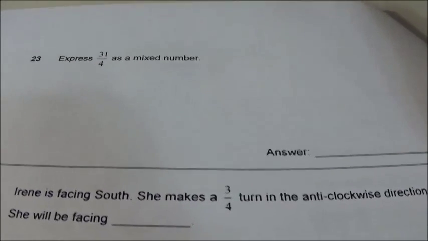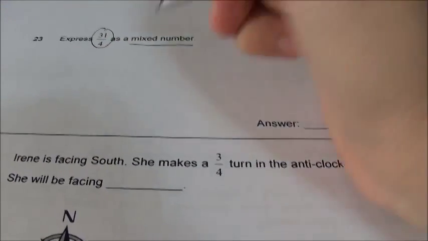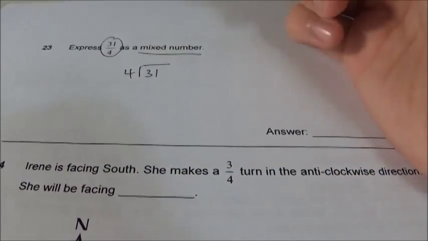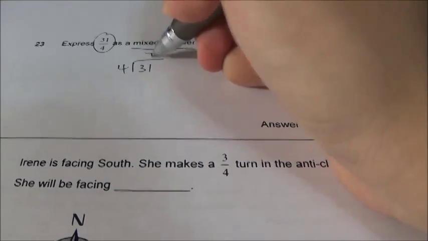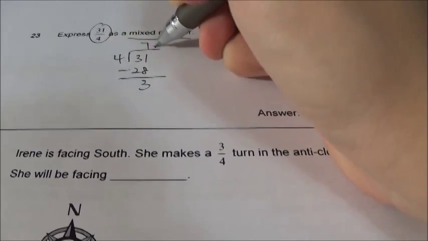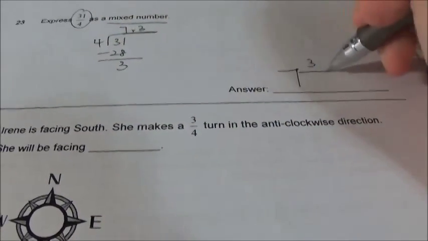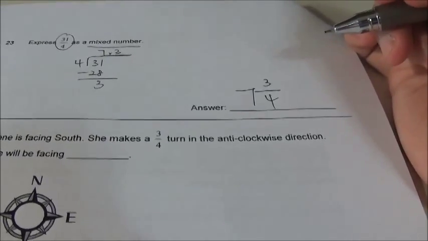Question 23. Express 31 over 4 as a mixed number. Remember, a mixed number is a whole number and a fraction. When we have 31 over 4, this is an improper fraction. We must use the long division method. So 31 divided by 4. 7 times 4 is 28. Here we will have 7, remainder 3. So we will have 7, 3 over 4. So question 23, the answer is 7, 3 over 4.